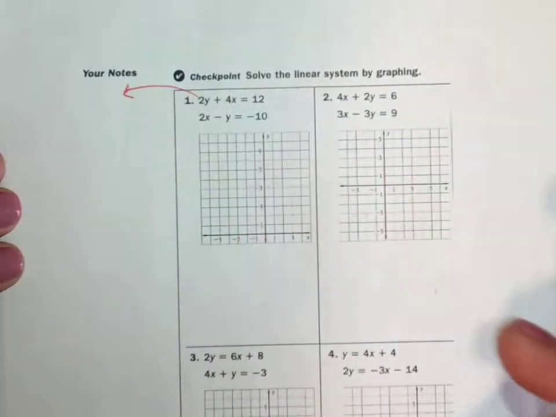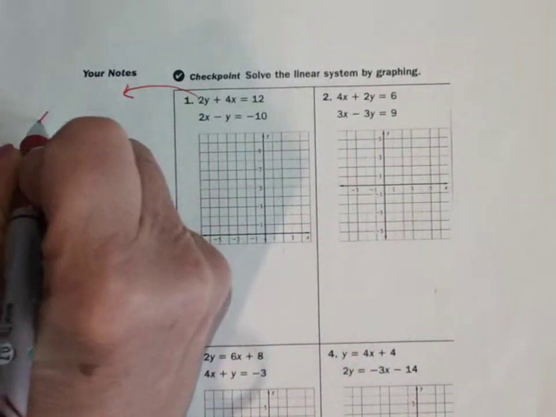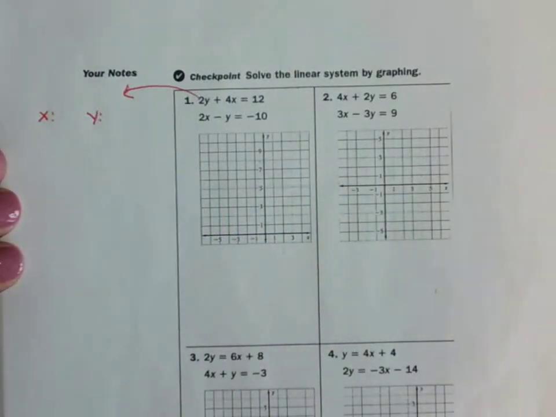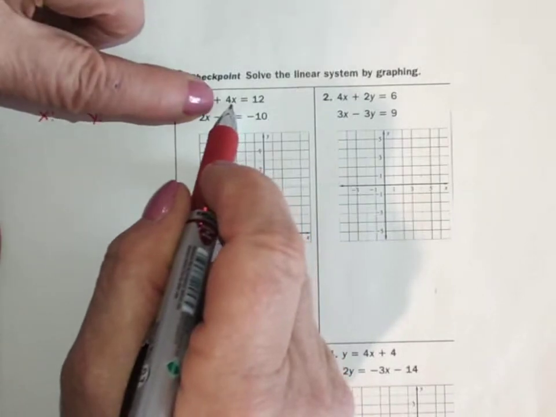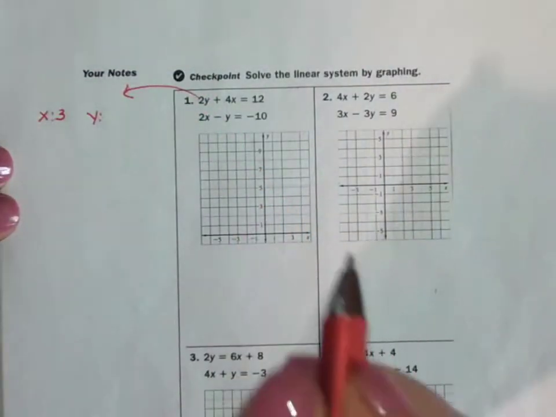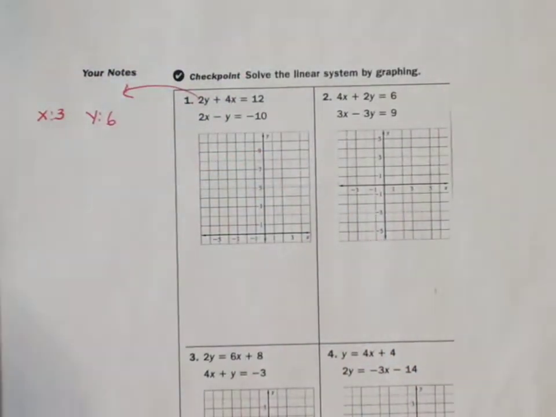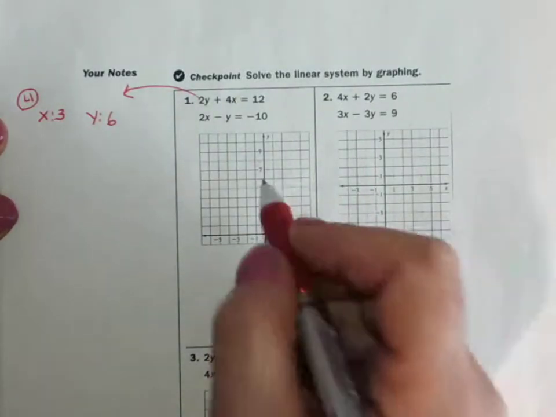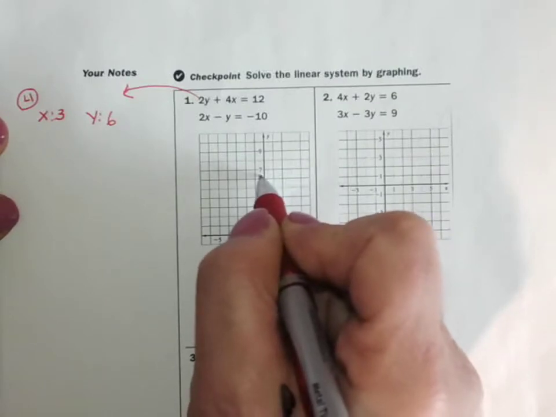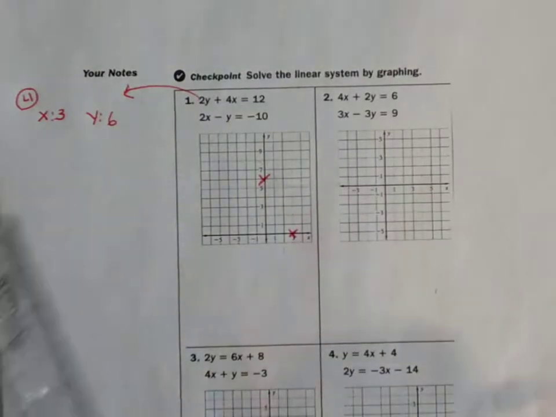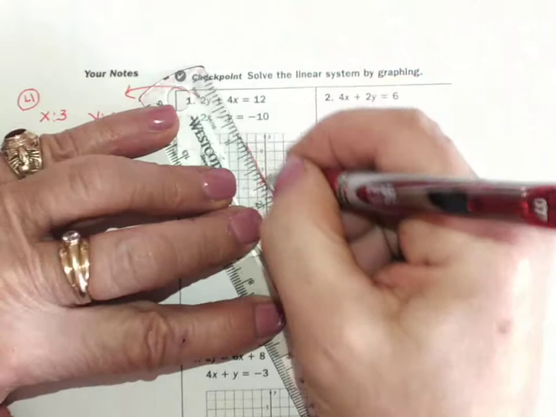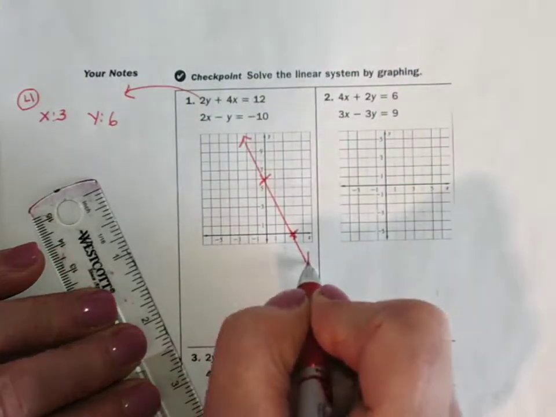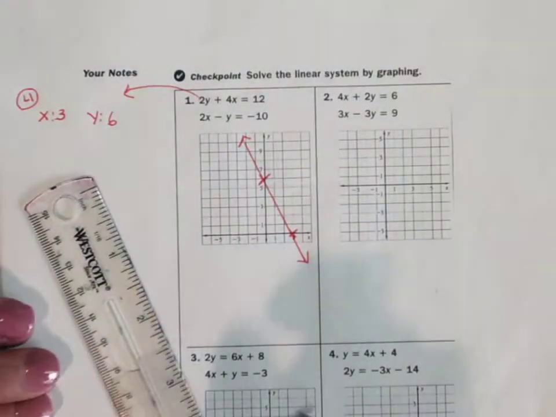I look at this equation and I say to myself, wow, this would be easy to solve with x and y intercepts. The x intercept, I cover this. X intercept is 3. The y intercept is 6. I'm going to plot those points for line 1. So x is at 3, y is at 6. Graph the line. Then I'm going to do line 2.